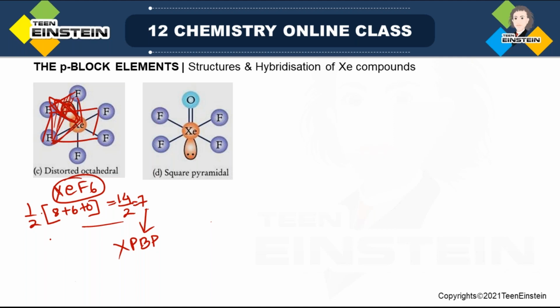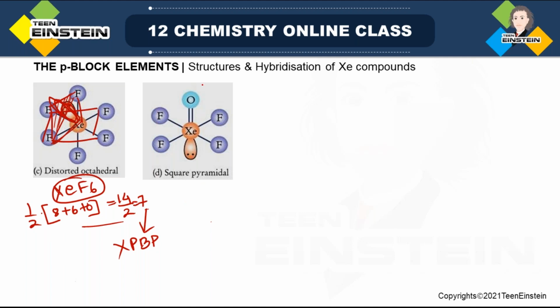Okay, so that is why it is distorted octahedral, because the structure is not symmetric. Without the lone pair, if you look at the structure, it is completely symmetric. But when you are placing the lone pair, now it is distorted.